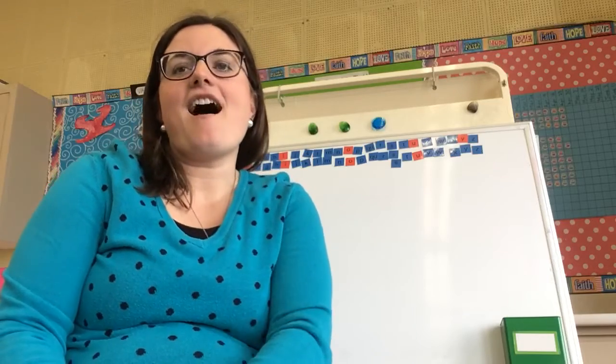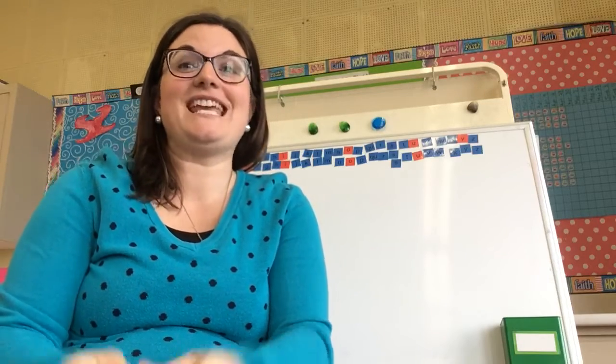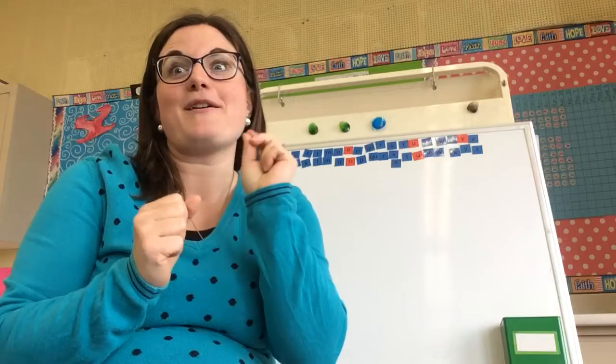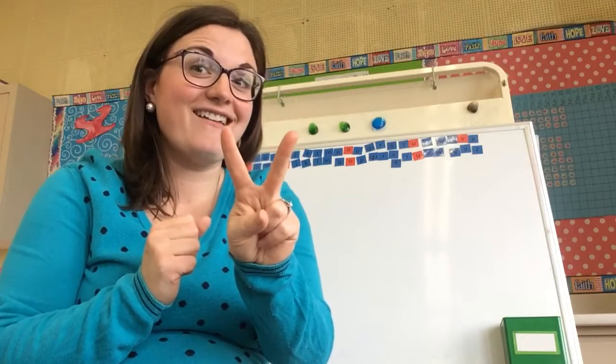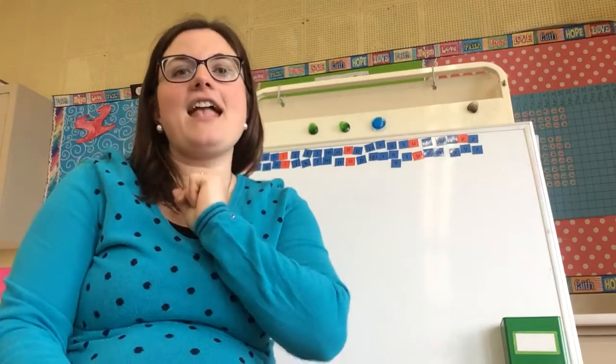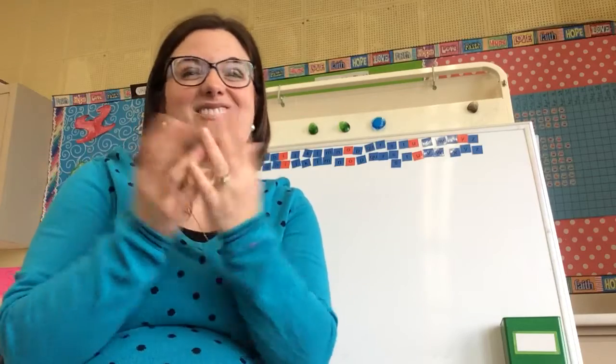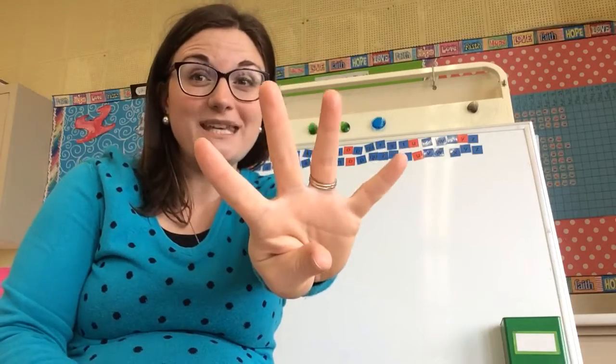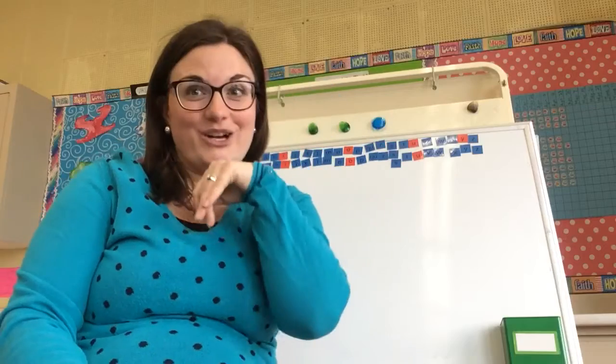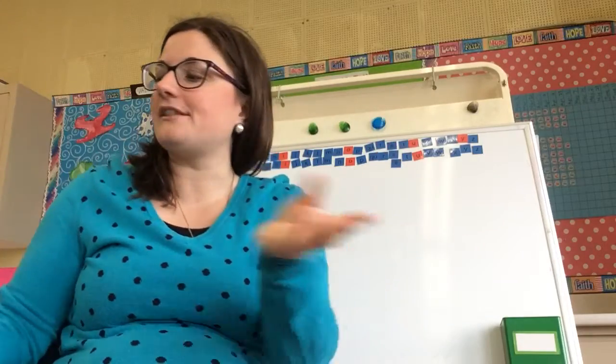Good job. I have been having so much fun with you, taking shapes and, if I put them in 2 equal parts, it's called a half. And if I take a shape or a pizza or a cake and I break it into 4 equal pieces, it's called a quarter. So we're going to keep talking about halves and quarters.